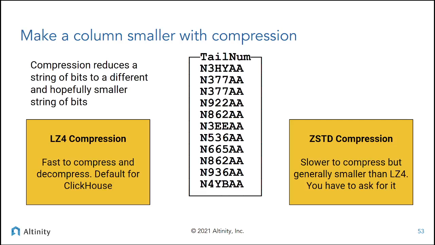We can change the compression. By default, ClickHouse comes with LZ4 compression. It's really quick to compress and decompress. You can also use ZSTD. It's a little bit more expensive to compress or decompress, but it generally gets smaller results than LZ4. You have to specifically ask for it. Here's a value, tail number, and basically this would take these bits, without knowing anything about what they mean, and reduce them to a smaller size. So changing compression is one thing we can do.